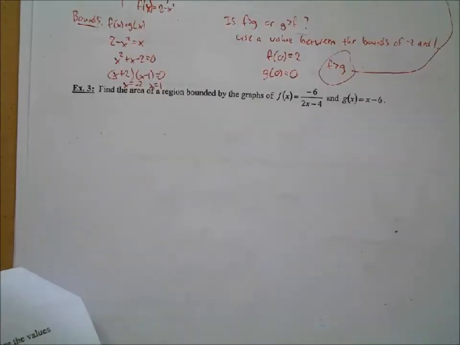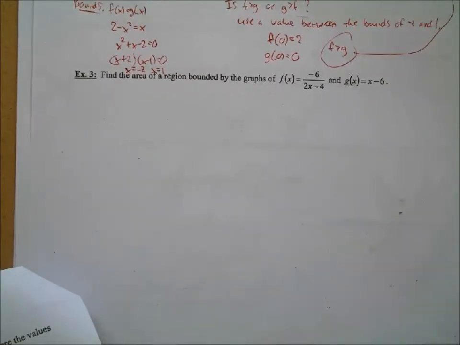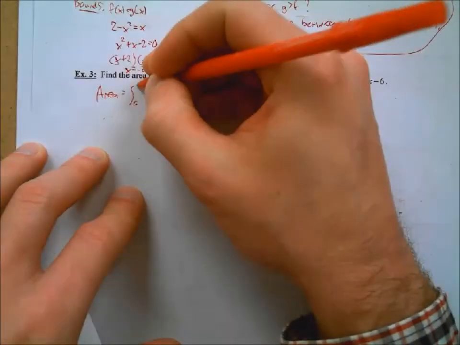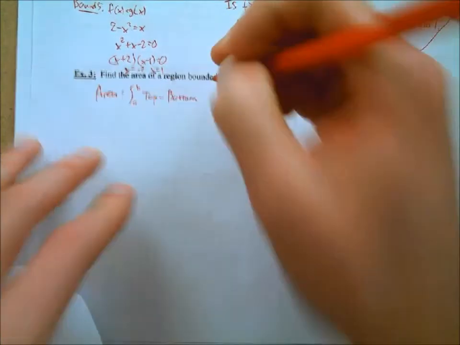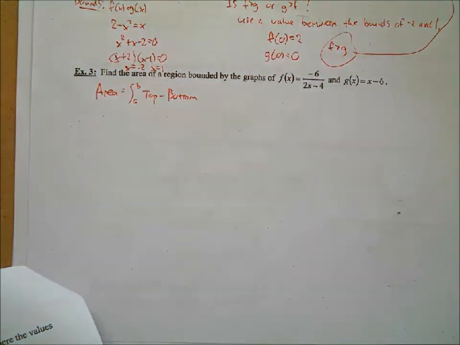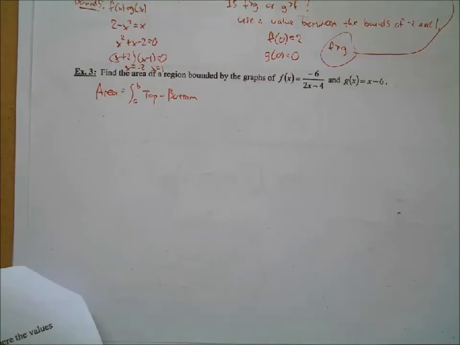All right, so let's try another one here. Example 3. Find the area of the region bounded by the graphs of f of x equals negative 6 over 2x minus 4 and g of x equals x minus 6. So again, our goal is area equals the integral from a to b of the top curve minus the bottom curve. We need to figure out our bounds and which is the top and bottom curve. To figure out our bounds, what do we do with our two functions? Set them equal.